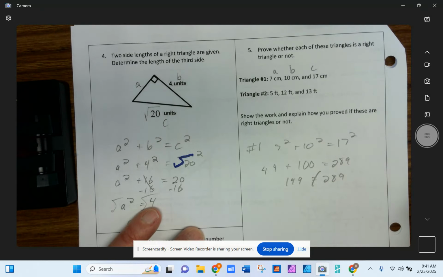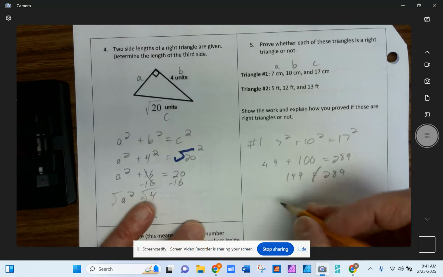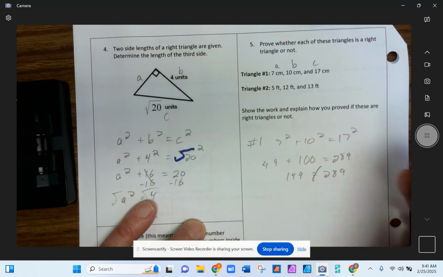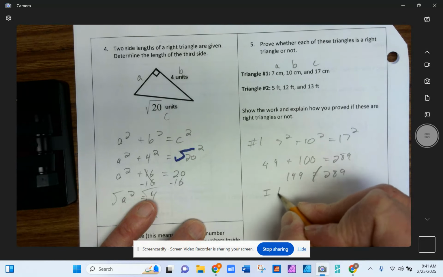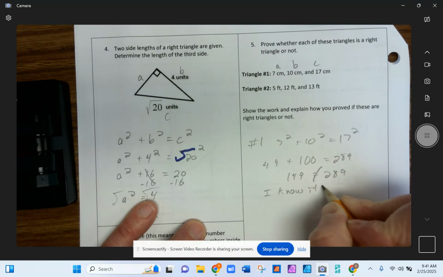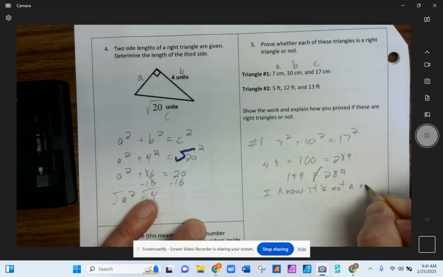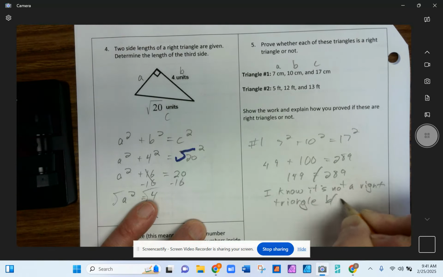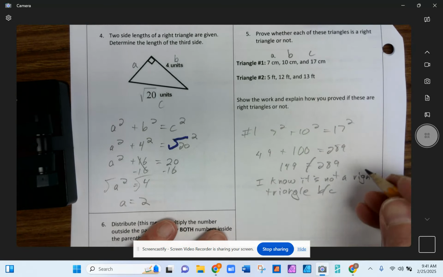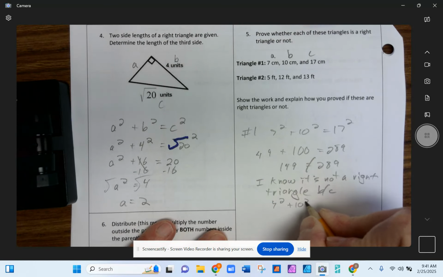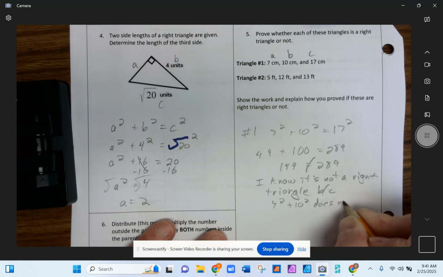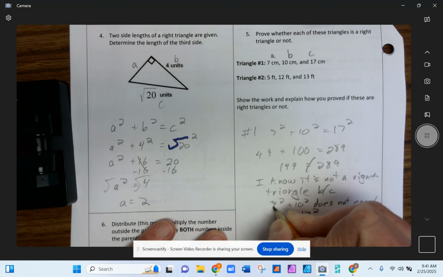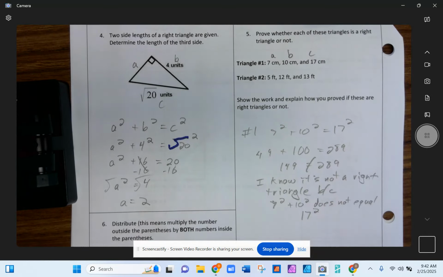We're testing to see if they're right triangles or not. This is not a right triangle. Show the work and explain. So that's my work right there for the first one, and explain. I know it's not a right triangle because 7 squared plus 10 squared does not equal 17 squared, right? You could even say something like 149 does not equal 289.